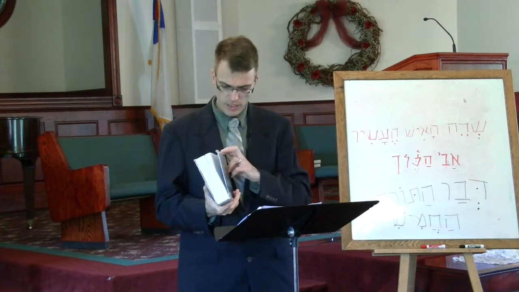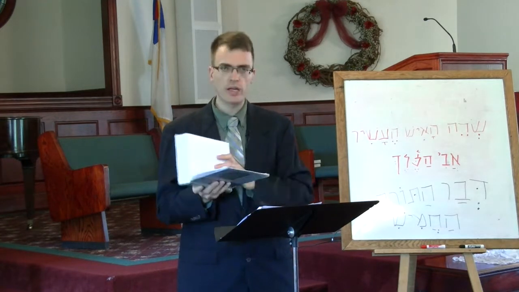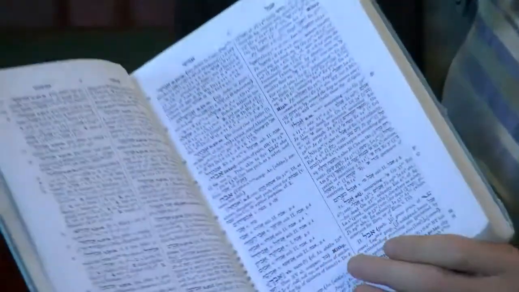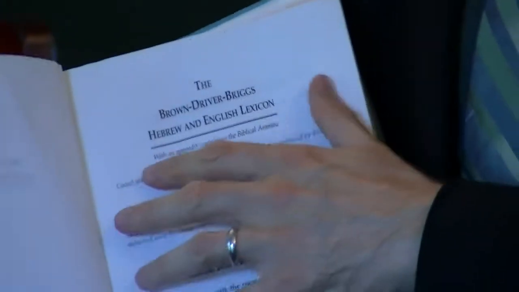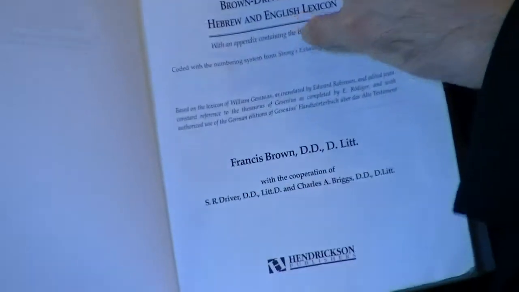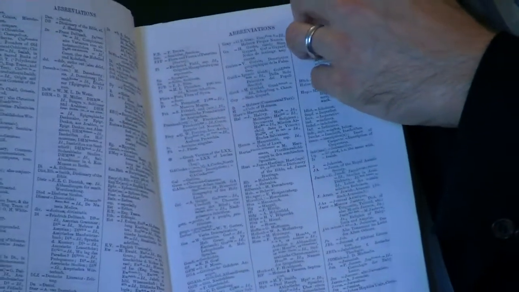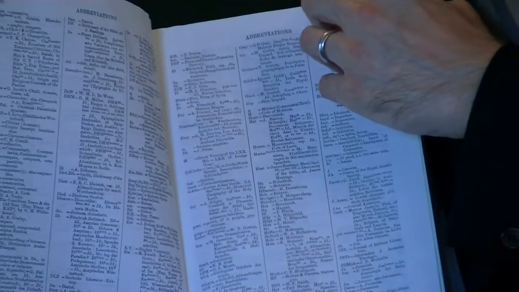So if you're using BDB, just a few little things on BDB. Here's BDB. Now, the introduction is not bad to read, but maybe it's boring, I don't know. But it wouldn't be bad, just to get a sense of the history of the thing. You have a list of abbreviations. So in the entries, you'll notice abbreviations. If you don't know what they are, you will be told in the list. And so that actually is useful.